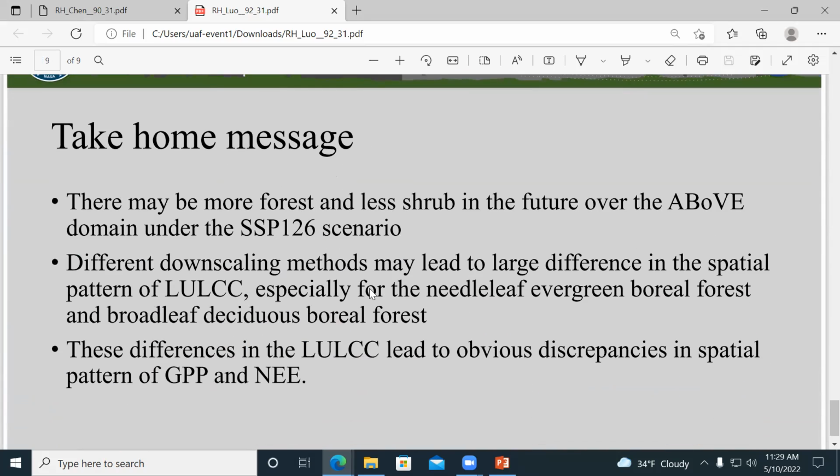In summary, we may expect more forest and fewer shrubs in the future over the above domain under the SSP126 scenario. Different spatial downscaling methods could lead to large differences in the spatial pattern of LULCC. These differences in the LULCC lead to obvious discrepancies in the spatial pattern of GPP and NEE.